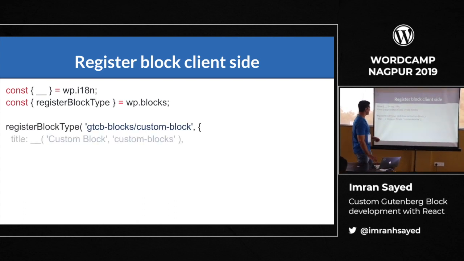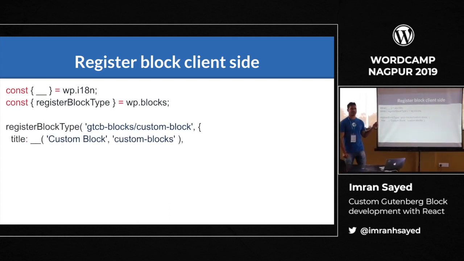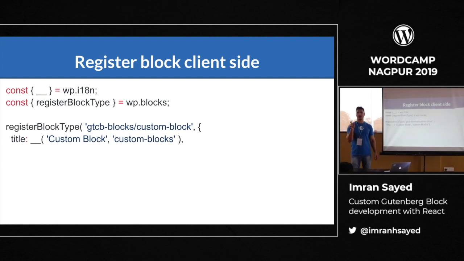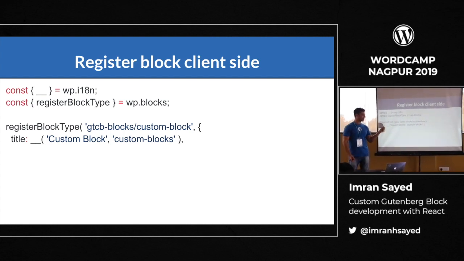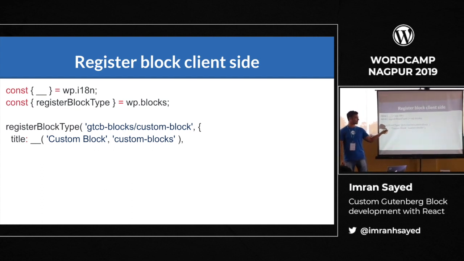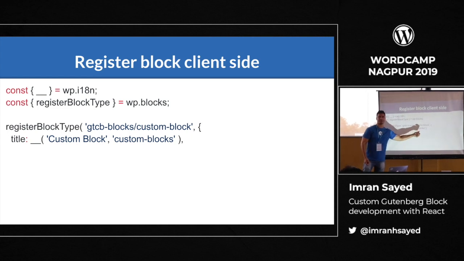Now let's get into this. First thing, it requires the title. So when you go to the editor and select your block, it will need some identification, right, the title. So you can put the title over here like this, and because you're using the internationalization function, you can use this name like here. Okay, and this is your text domain.